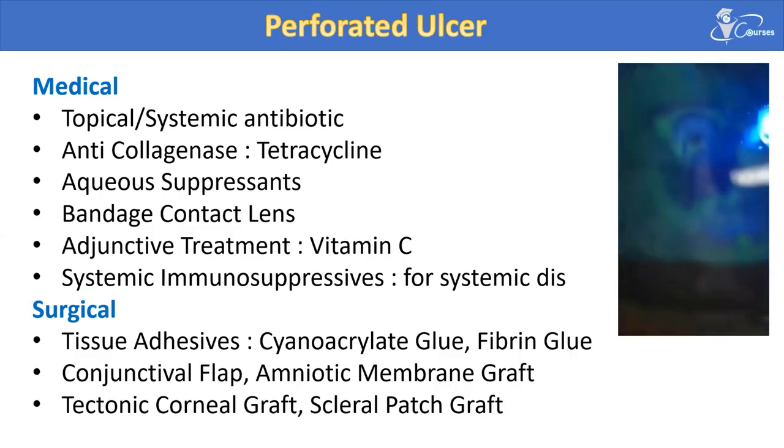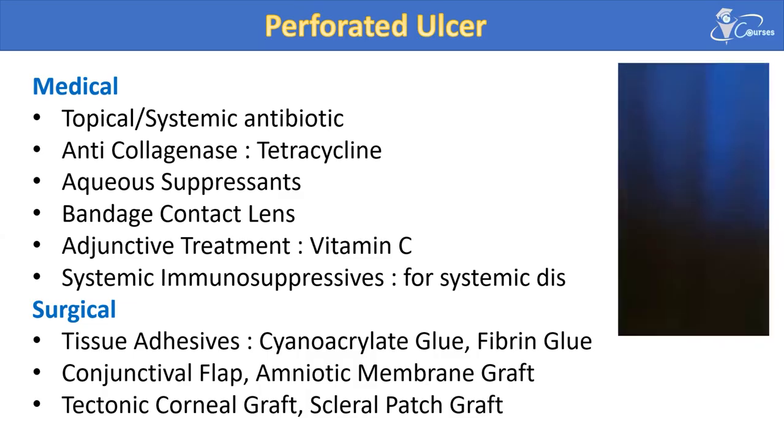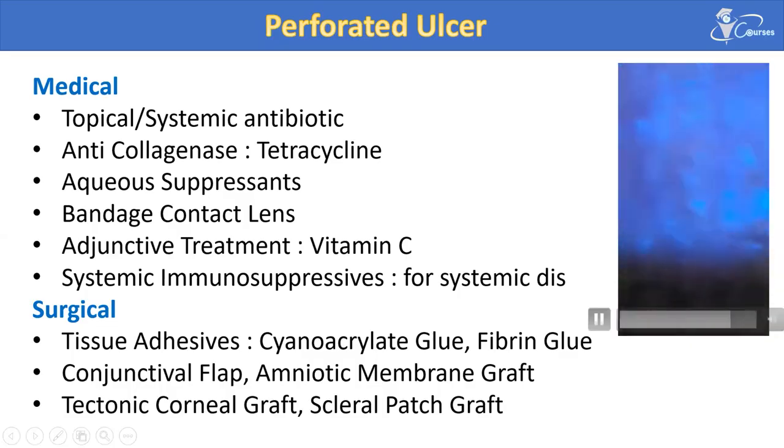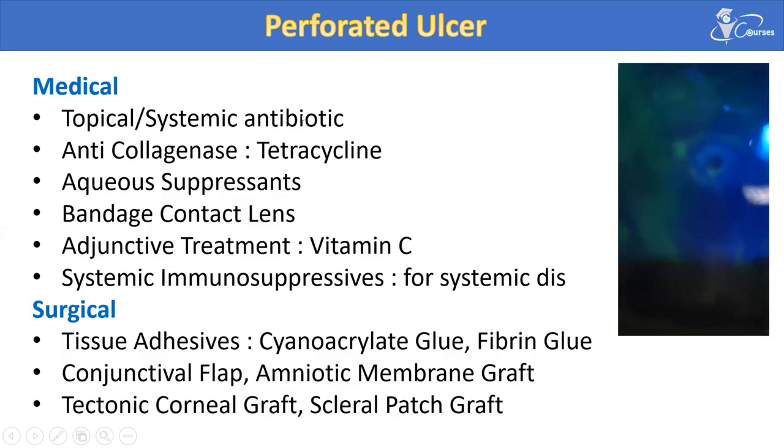So how should we manage a patient if the patient has a perforated ulcer? Well, the management will depend mainly on the size and site of the ulcer. For this patient who has a very small, very minute ulcer, the patient received topical and systemic antibiotics and just a bandage contact lens, and the perforation healed.